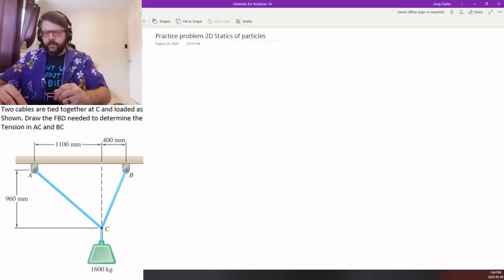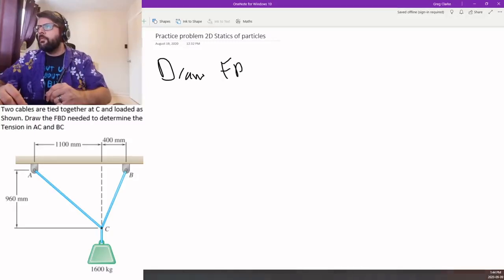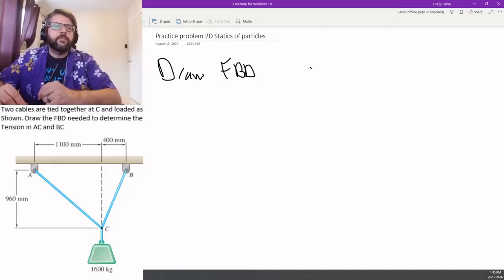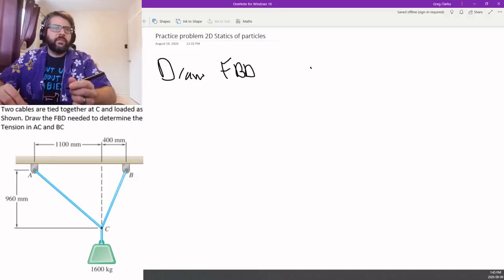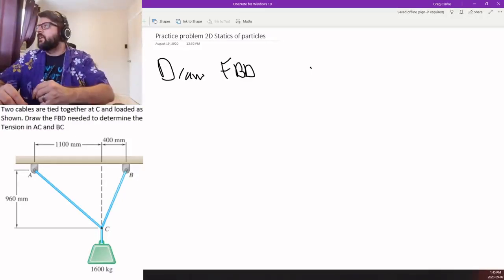So first off, simple enough with the FBD. So we are going to start here. Let's use this real estate over on the right here. So in order to figure this out, we need to take the free body diagram of C. So I'm going to draw a nice little dot there for C. Label it C.